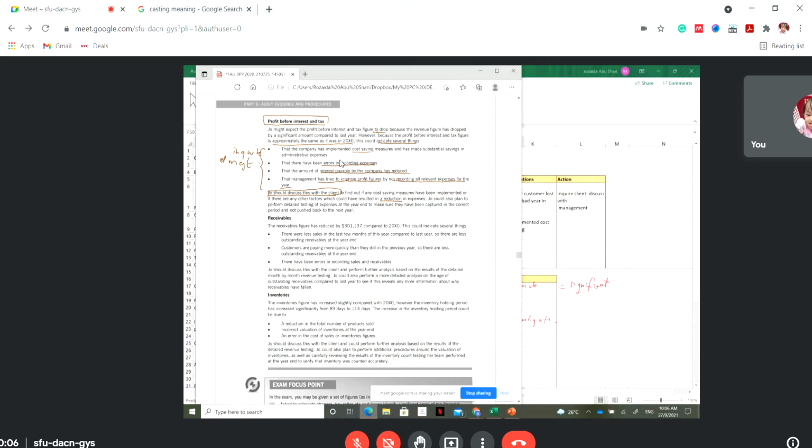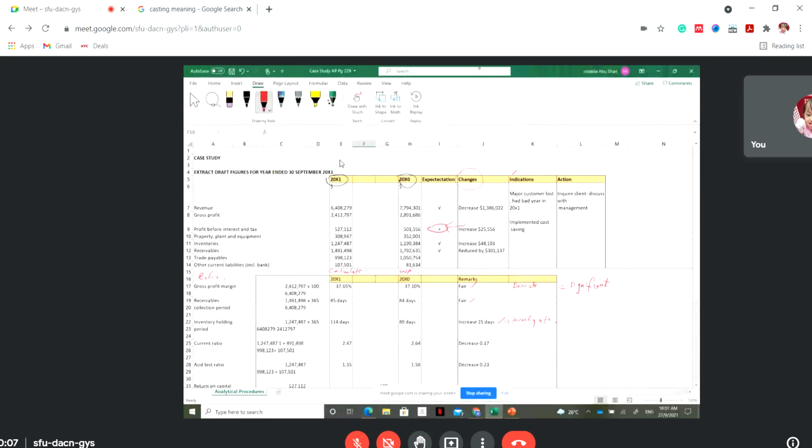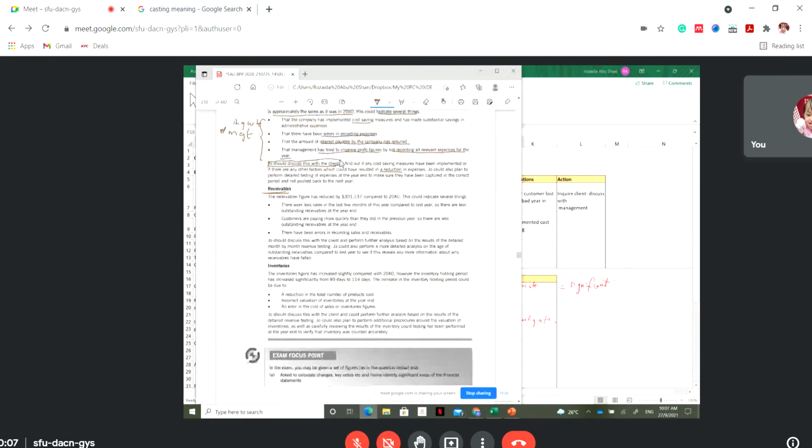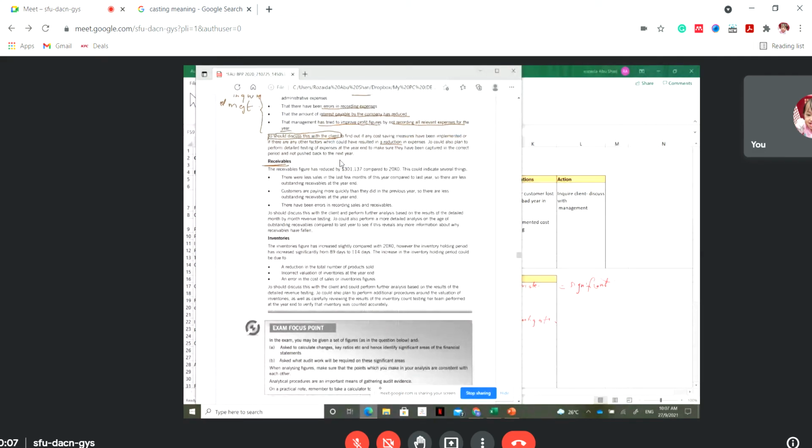Okay, and another thing you have to look at is the receivable. Because earlier, when sales decrease, maybe the account receivable also decreases. So look at the account receivable. Okay, account receivable reduced by 301,137. So what is the possible reason for the account receivable? Okay, the receivable figure has reduced by 301,000 compared to year zero. This could indicate several things. There were less sales in the last few months. Okay, less sales in the last few months.